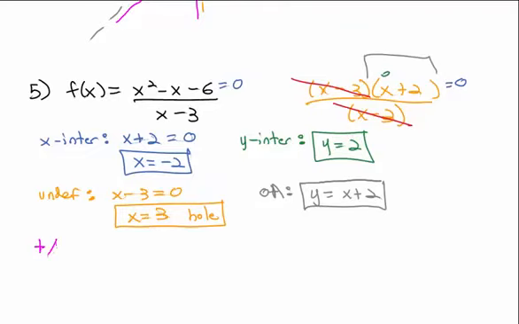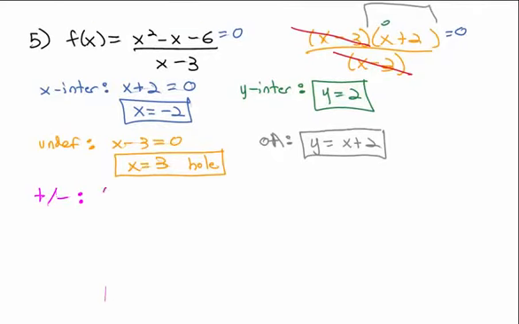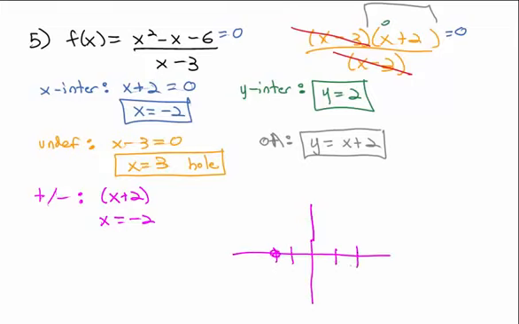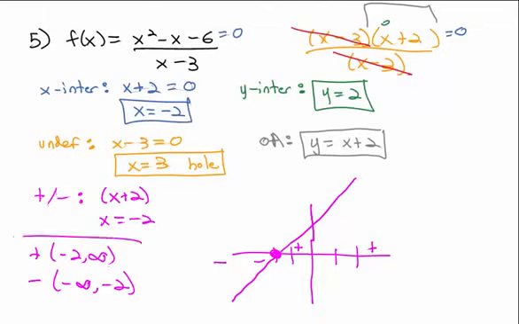In terms of our positive and negative regions, graphing what's left after we reduce, x plus 2, gives us just a zero at negative 2. In fact, we know that x plus 2 graphs as a straight line. And so it's going to be negative on the left and positive on the right. It's going to be positive from negative 2 to infinity. It's going to be negative from negative infinity to negative 2.